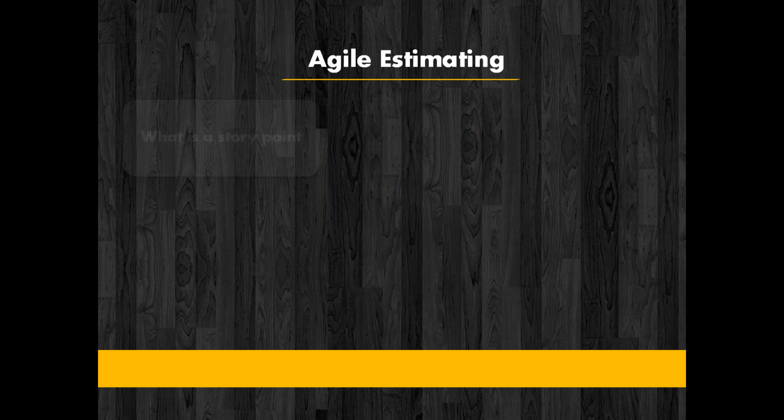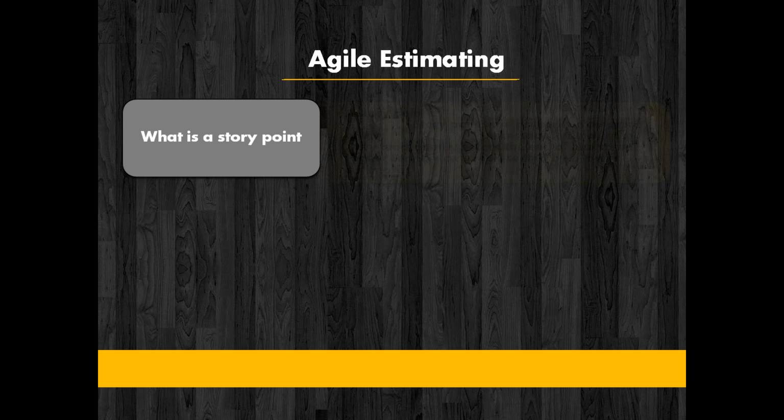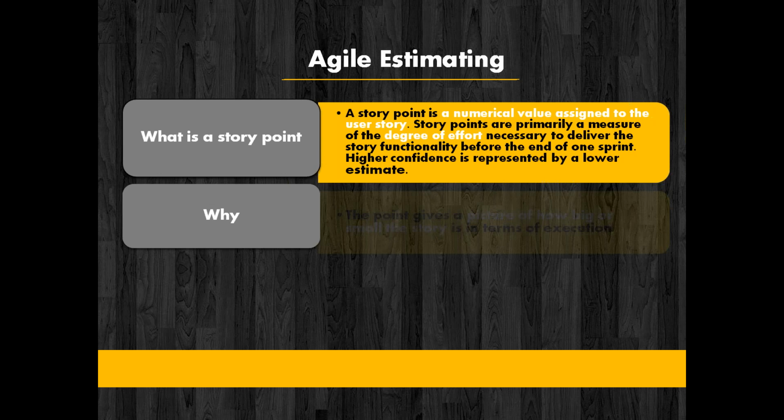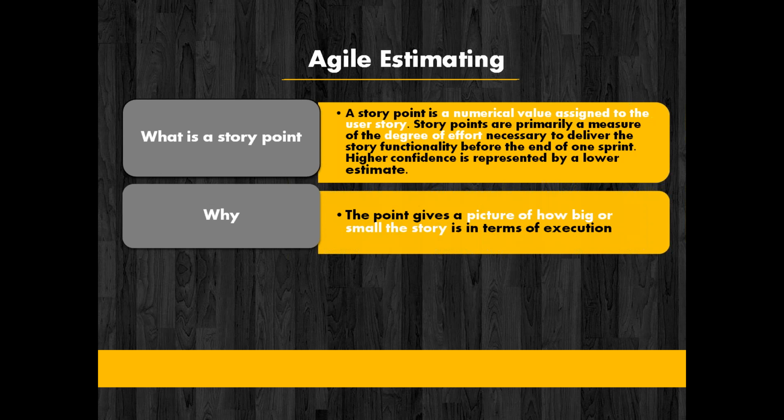So what is a story point? A story point is nothing but a numeric value which is assigned to a user story. It depends only on the degree of effort required to complete that particular requirement, nothing else. We use story points in Agile estimation because we have to figure out how big or small that particular requirement is in terms of execution.